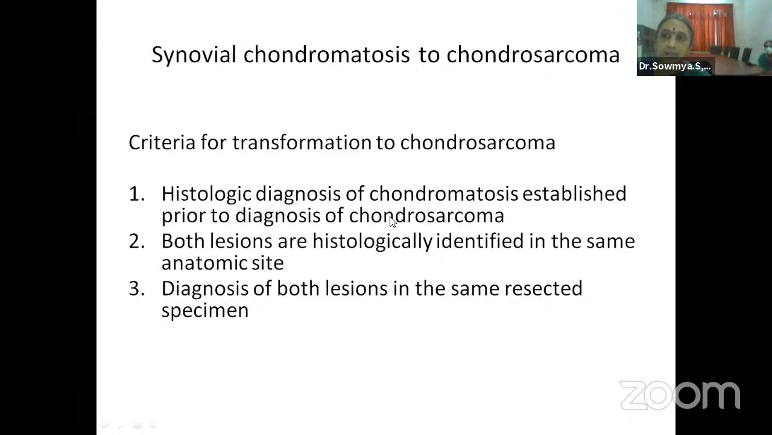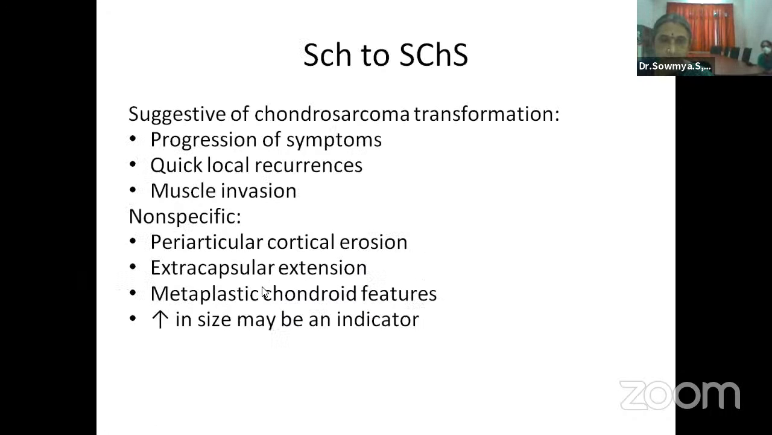So when you are receiving the biopsy of the synovial tissue, in one area you will see chondromatosis, in some other areas you will see the chondrosarcoma transformation. Or in the same resected specimen, you can see both the lesions together, either in the same anatomic site or in the same tissue.